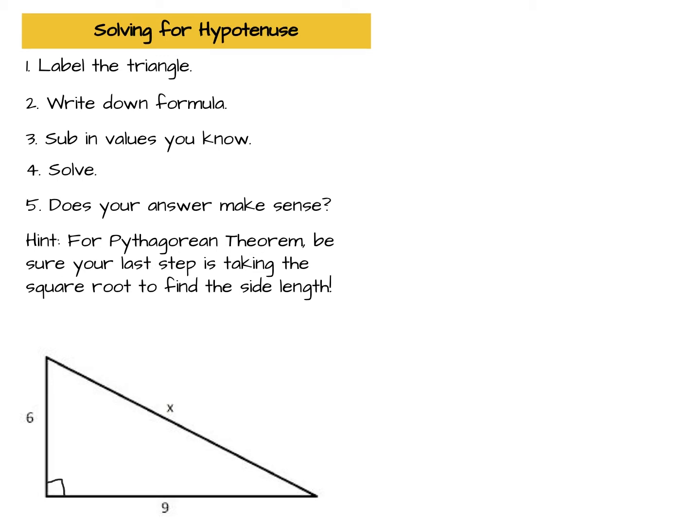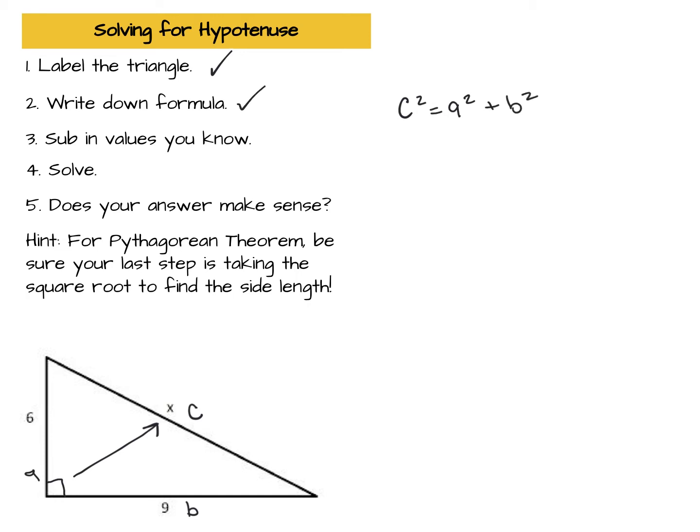In this case we know our right angle is here, so that means C, or the hypotenuse, is directly across, and then A and B are on either side. Once we have the triangle labeled, the next thing we want to do is write down the formula. C squared is equal to A squared plus B squared.